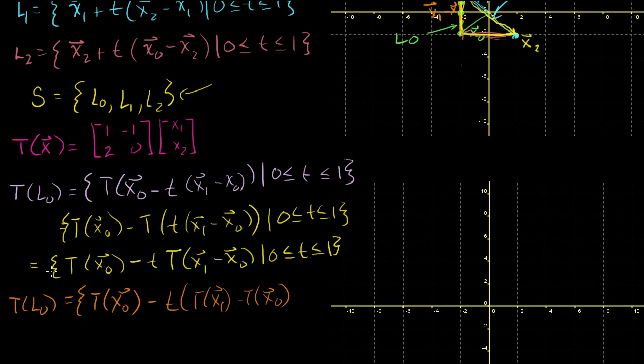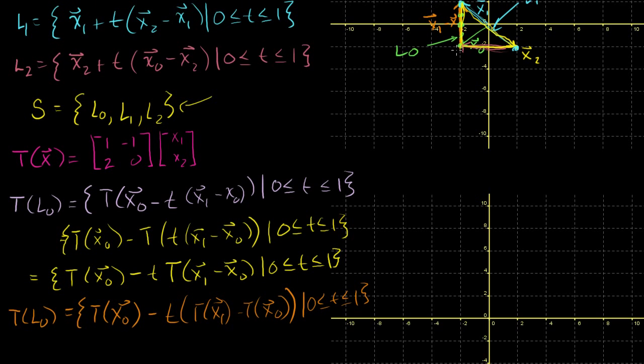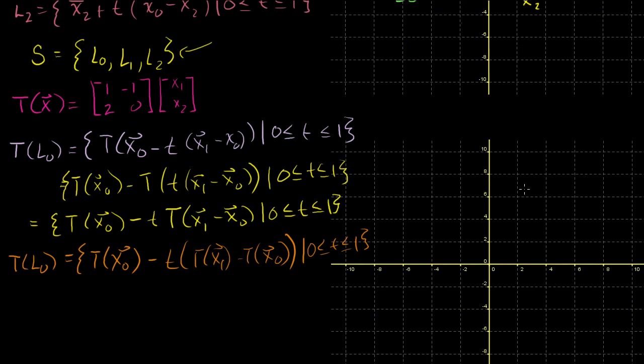And we've just done our first line so far. And I have a parentheses there, for 0 is less than t is less than or equal to 1. Now this is a pretty neat result, and it's going to simplify our lives a lot. The transformation of the line segment that goes from x naught to x1 ends up just being the line segment that goes from the transformation of x naught to the transformation of x1.